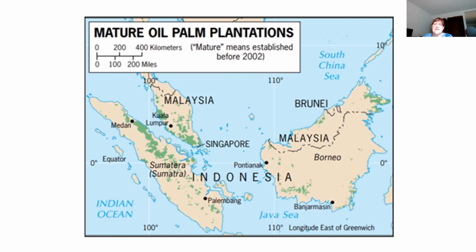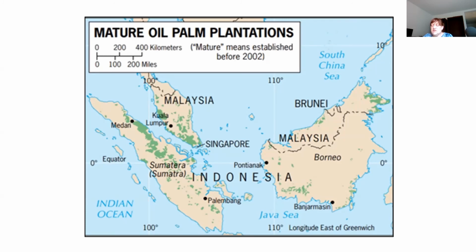And you can see here that there are large palm oil plantations in Malaysia and Indonesia. And between these two countries, they produce about 85% of the world's palm oil. Now, what has happened in not just these areas, but in others, we talked about land grabs.